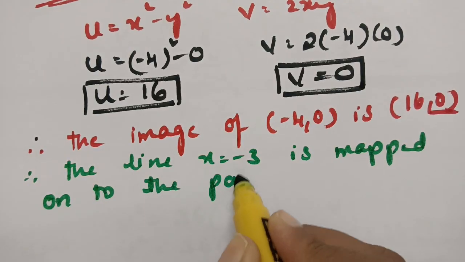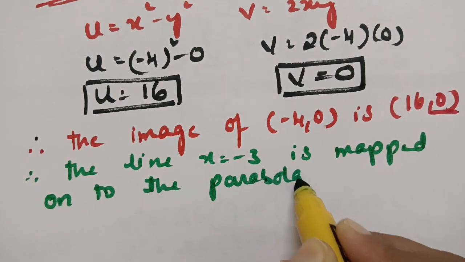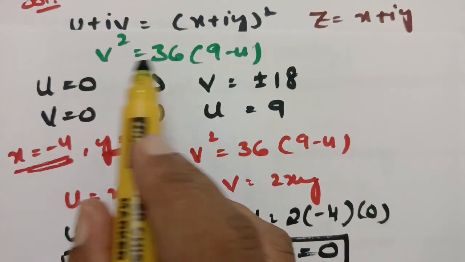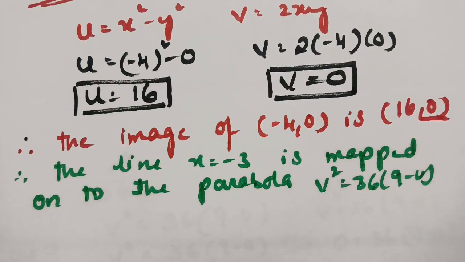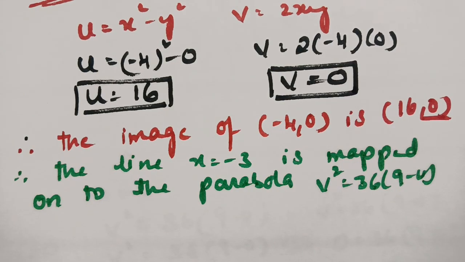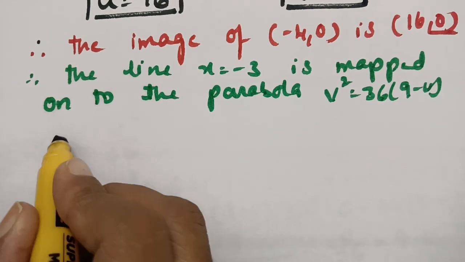What is the parabola equation we got? Parabola, that is v square is equal to 36 times of 9 minus u. So this is the parabola equation, for which we have to draw the figure here. So here the figure in the z plane as well as in the w plane I am going to draw.